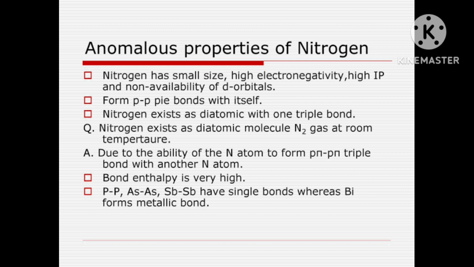Hydride properties you are studying, not the bond between N and N. Here, bond dissociation energy is for N and H, P and H, arsenic and H, antimony and H, bismuth and H. For NH3 it is 389, and PH3 is less, 322, and AsH3 is again further less, 297, and antimony is again further less, 255, and bismuth is not reported.